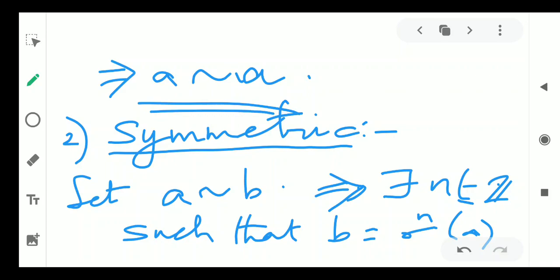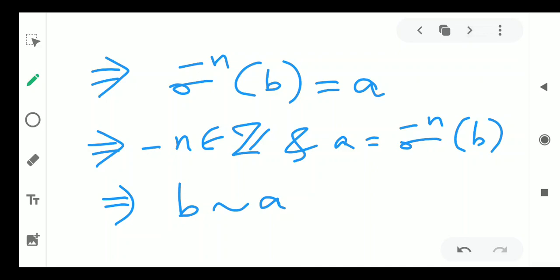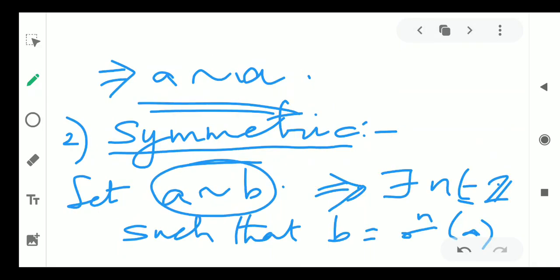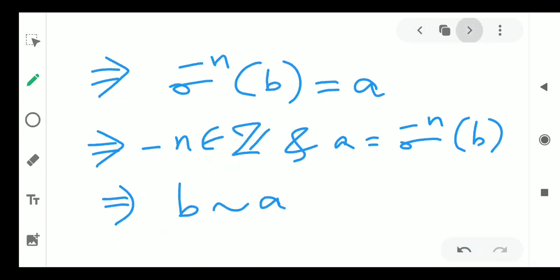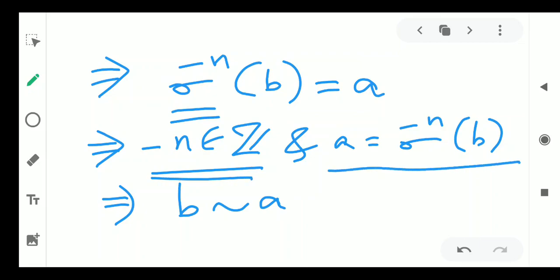Now symmetry. Suppose a is related to b. Then by definition there exists an n belonging to Z such that b is equal to sigma raised to n of a. Now if sigma raised to n of a is equal to b, then sigma raised to minus n of b will be a. That means the inverse taken n times brings you back to a. So a is equal to sigma raised to minus n of b, which means b is related to a. So whenever a is related to b, we have b is related to a.